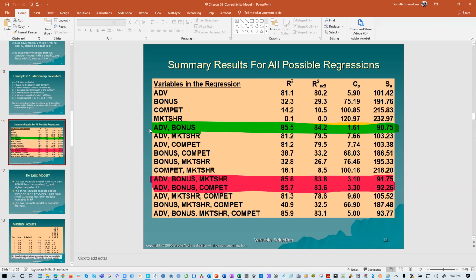The three of them. If you really think that this is not enough to explain the sales, you might add this other one, market share.